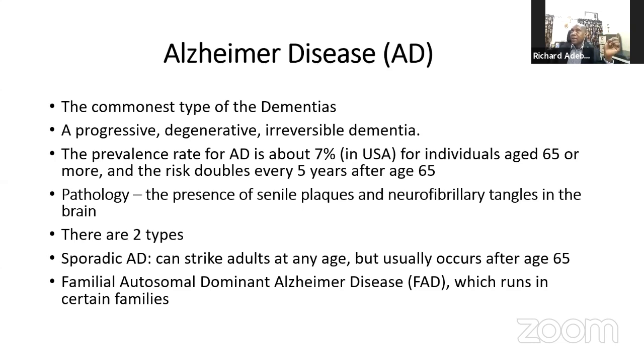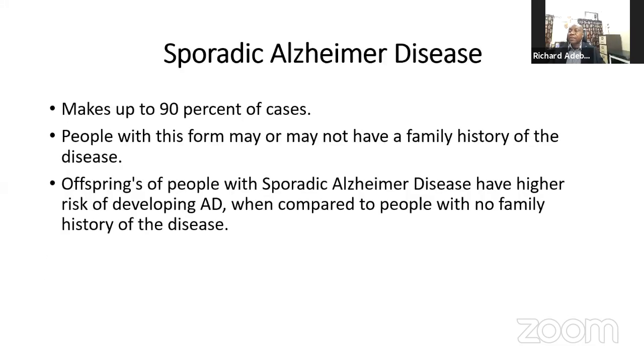In America, the Black race and people of Asian origin also tend to come down with Alzheimer's disease more than the Hispanics. The pathology seen there is the presence of senile plaques and neurofibrillary tangles in the brain, seen during autopsy. But there are two clinical types: the sporadic one and the familial autosomal dominant Alzheimer's disease. The sporadic one, next slide, makes up to 90% of cases. People with this form may or may not have a family history of the disease. The offspring of people with sporadic Alzheimer's disease have a higher risk of developing Alzheimer's disease when compared to people with no family history of the disease.